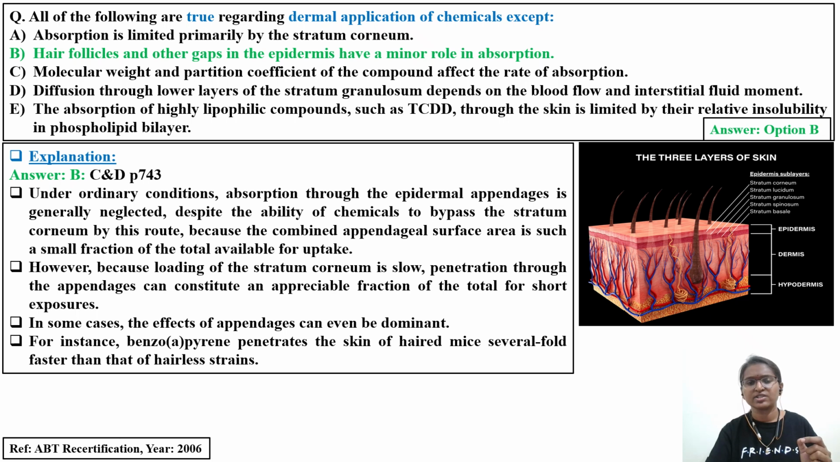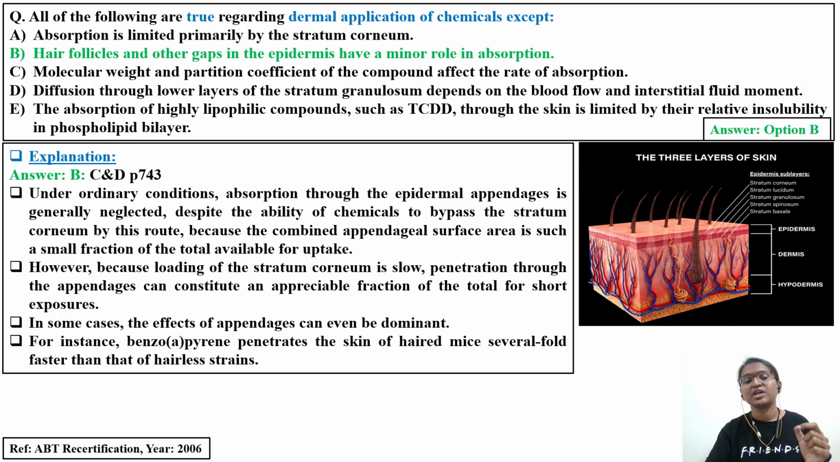Diffusion through lower layers of stratum granulosum. Here you can stop and see this one. Depends on the blood flow and interstitial fluid movement. So you see here where the blood vessels end up, into which particular layer. From that you can understand. So this is also the right statement: diffusion through lower layers of stratum granulosum depends on the blood flow and interstitial fluid movement.